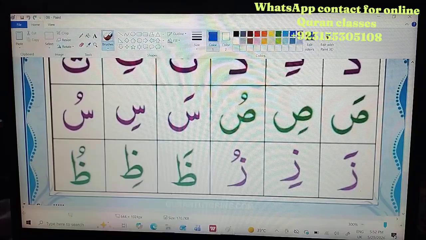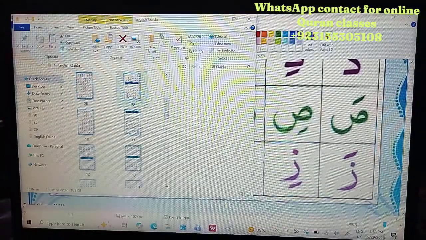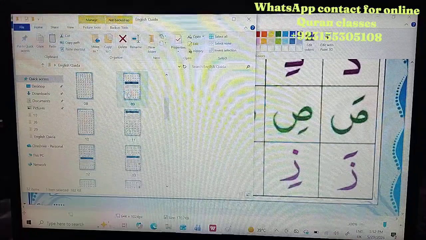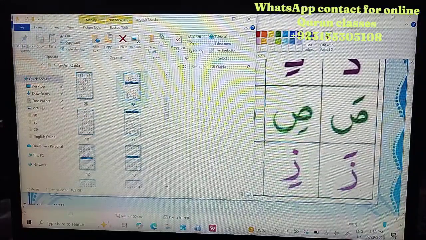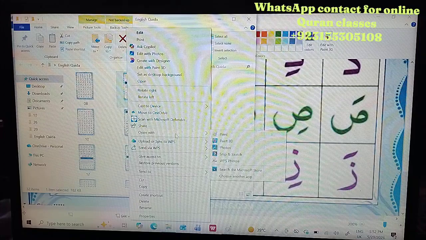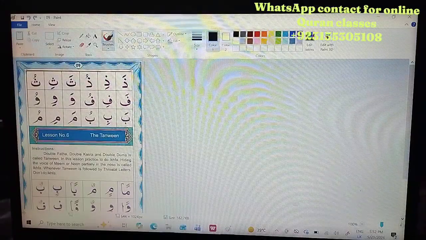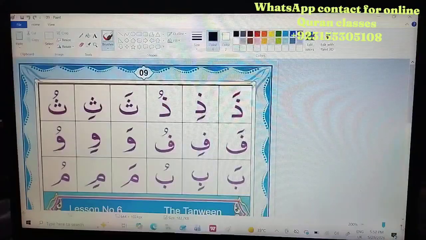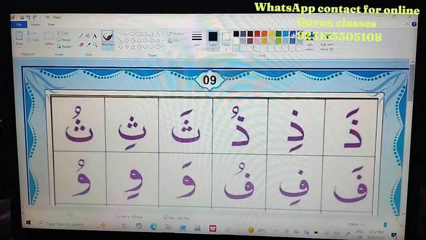Now some more letters of this lesson, we just complete it. Now I'm going to open the next page. This has the remaining letters of the lesson. So here the next letter is Zal.